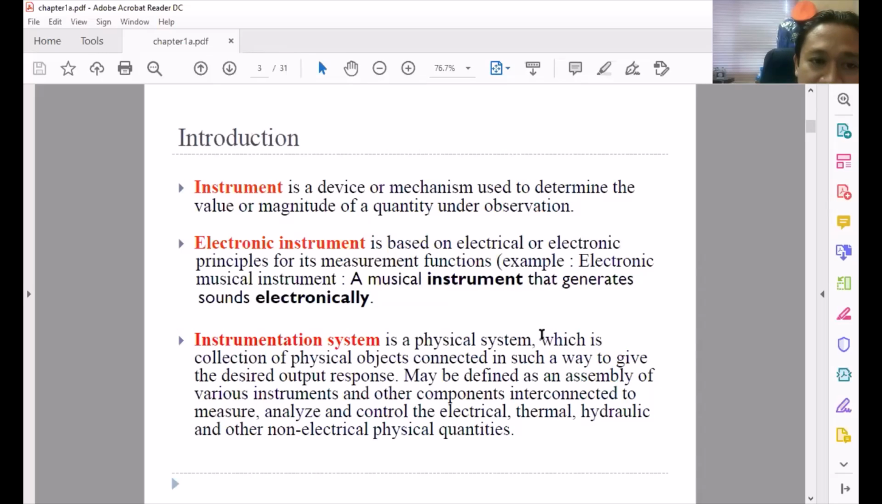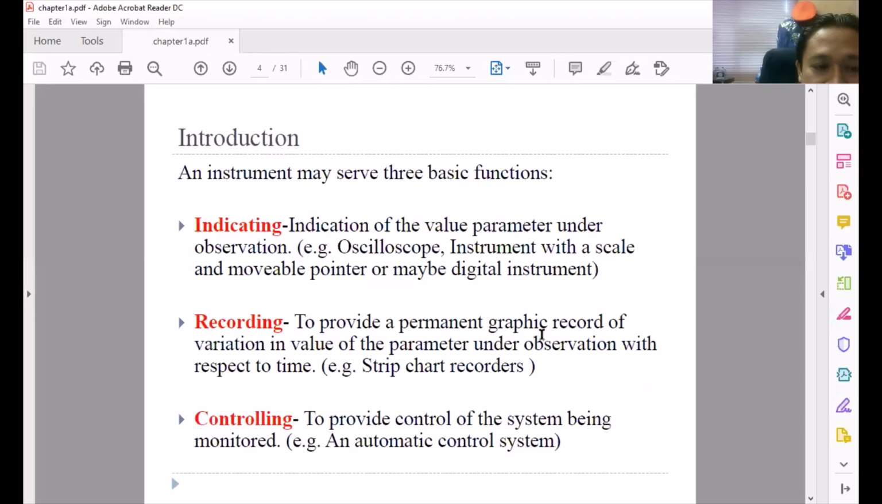For dimension 2, it is the instrument. What is the instrument? It is the device, mechanism or equipment that we use to measure the magnitude or quantity under observation. So you have to know the instrumentation system and so on.